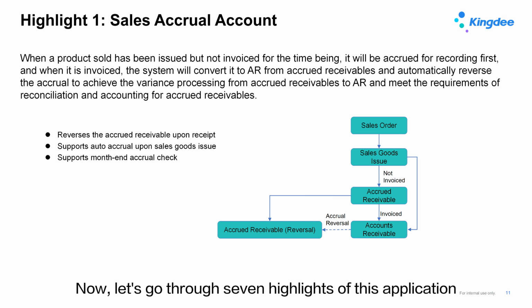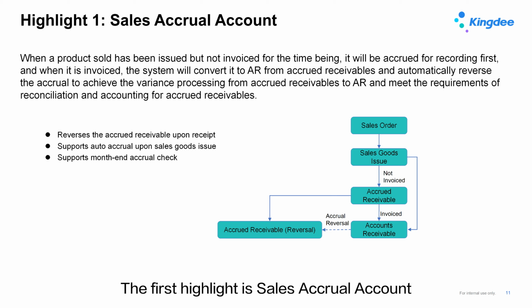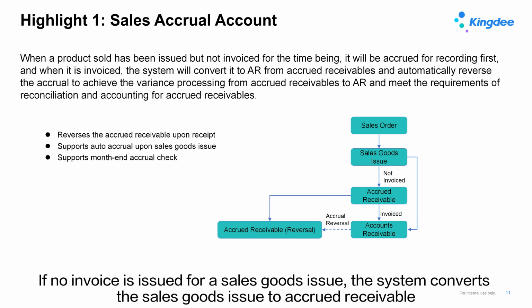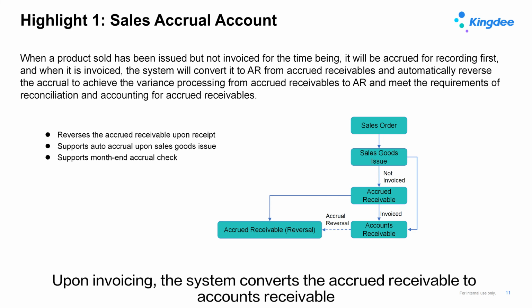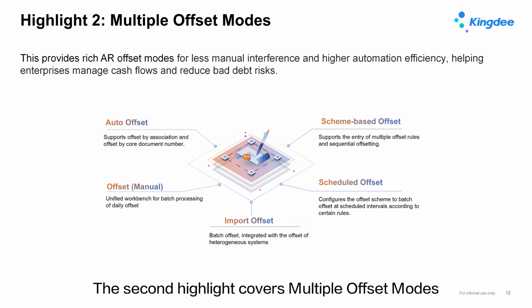Now, let's go through 7 highlights of this application. The first highlight is sales accrual account. If no invoice is issued for a sales goods issue, the system converts the sales goods issue to accrued receivable. Upon invoicing, the system converts the accrued receivable to accounts receivable, and the original accrued receivable is reversed, generating an accrual reversal document.